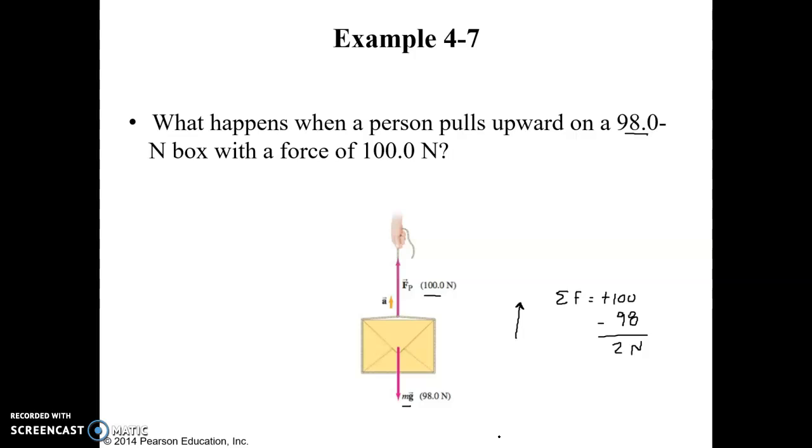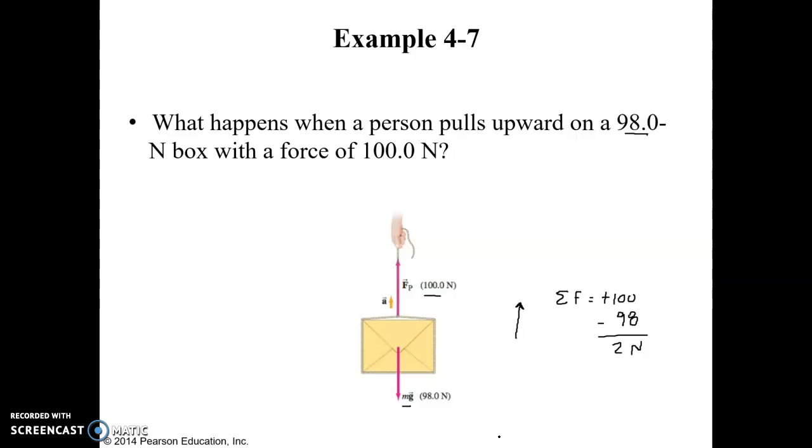And I was right in the middle. We're actually very nearly done with this example 4.7. This is a fairly simple example, but it does illustrate an important concept, and that is the acceleration caused by an imbalance of forces.